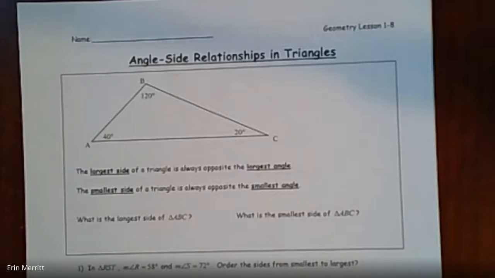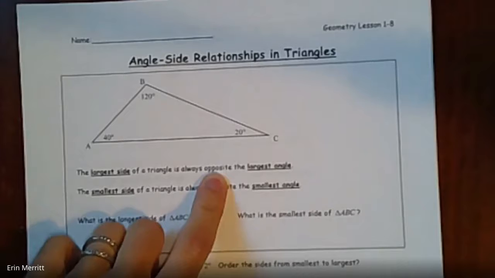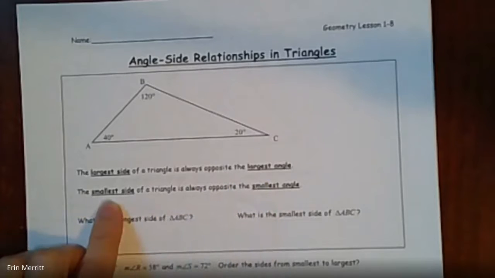Hi guys, it is the day 1-8 notes, and it's talking all about the angle and side relationships in triangles. And the nice thing is you can visually look at them and understand the relationship. So the first rule here is talking about the length of the side compared to the angle across from it. So the largest side is always opposite, or across from, the largest angle. The shortest side, or the smallest side, is always opposite the smallest angle.